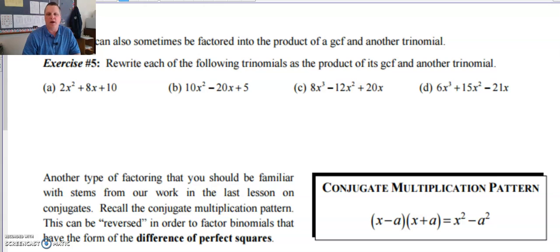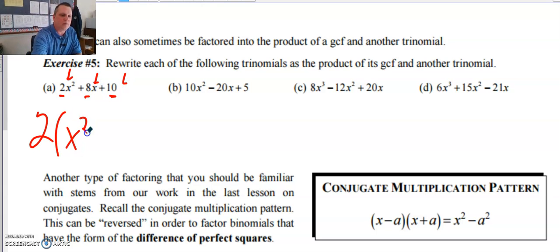Okay? Same thing with trinomials. Take out a GCF. But this time, we are looking at all 3 numbers, 2, 8, and 10. The largest I can take out is a 2. There's 2 x's here, 1 here. There are no x's here. So you can't take any out.